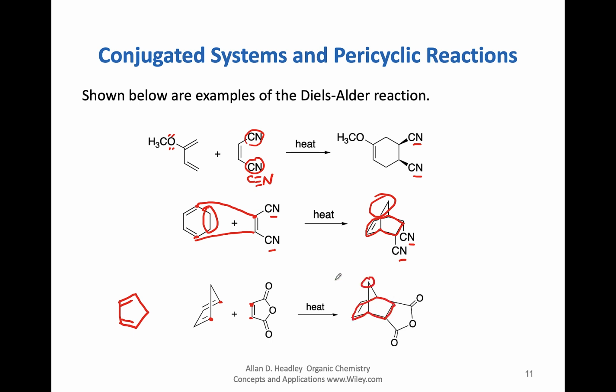And here's the bridge. So again, you should be able to recognize dienes, such as shown here. Here's a diene. And the dienophile, such as shown here. So what's bonded to the dienophile, as you can see, just basically comes along with that reaction.